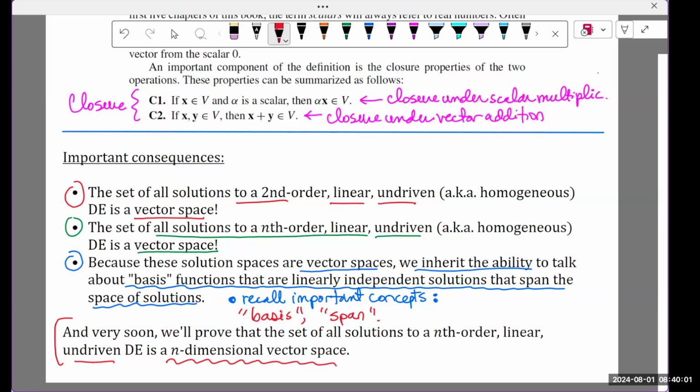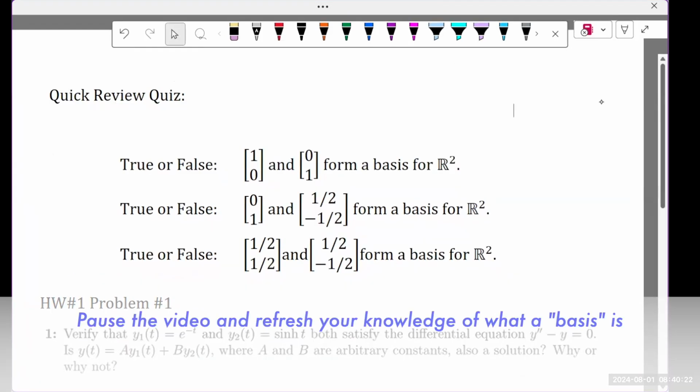Let's go to the next page and test ourselves on the concept of basis. Pause the video here and answer these questions for yourself, whether these sets of vectors are a basis for the real plane, R2.